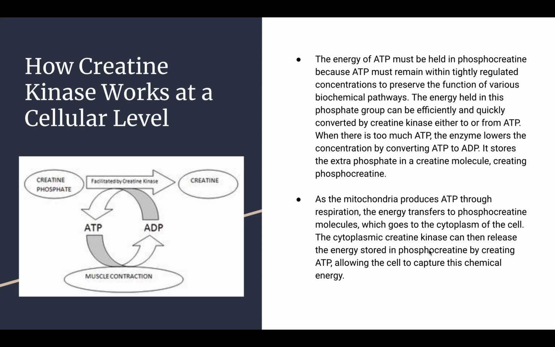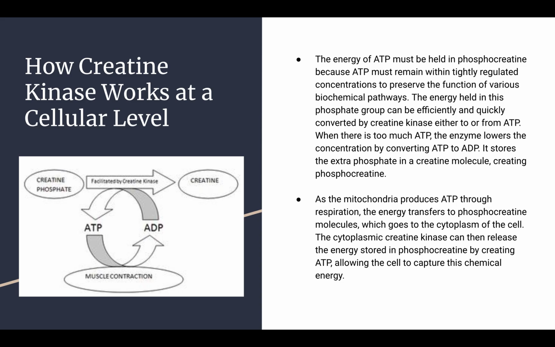The energy of ATP must be held in phosphocreatine because ATP must remain within tightly regulated concentrations to preserve the function of various biochemical pathways. The energy held in this phosphate group can be efficiently and quickly converted by creatine kinase either to or from ATP. When there is too much ATP, the enzyme lowers the concentration by converting ATP to ADP. It stores the extra phosphate in a creatine molecule, creating phosphocreatine.